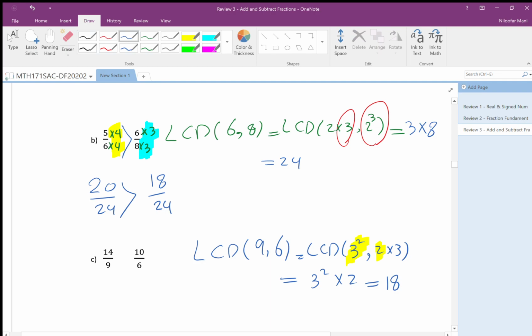So it is, okay, 9. So I want to change 9 and 6 to 18. For one of them, I multiply by 2. For one of them, I multiply by 3. But I have to multiply both fractions, top and bottom, with the same number. Otherwise, I'm changing my fraction. If I just change 14 over 9 to 14 over 18, that's wrong. So here is 28 over 18 and 30 over 18, and this is larger.